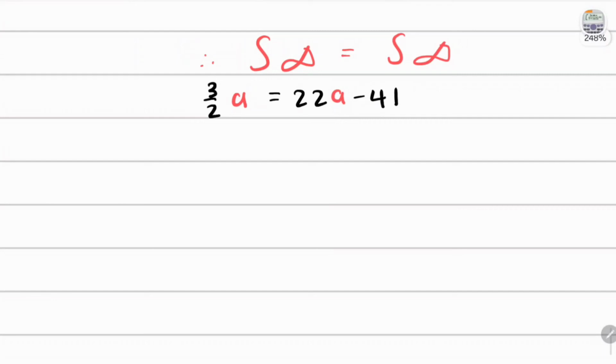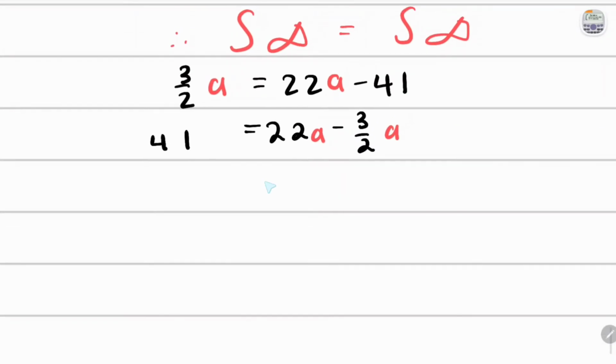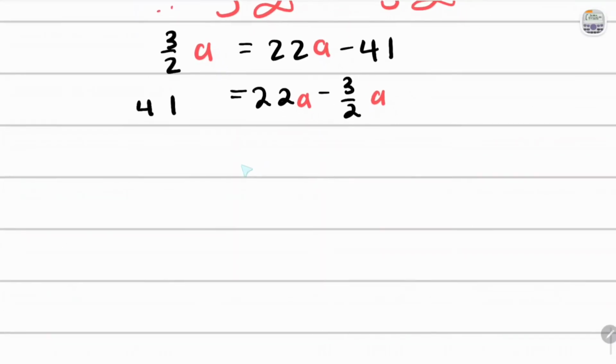And then we can just solve for a. So this is 22a minus 3 over 2a is equal to, and we can take that over, that's going to be positive 41. Okay. And now we can subtract. So 22a minus, this has a denominator of 2, so you can make a denominator of 2 by multiplying top and bottom by 2. So that's 44 over 2. If you say 44 minus 3, you get 41. So that's 41 over 2a is equal to 41.